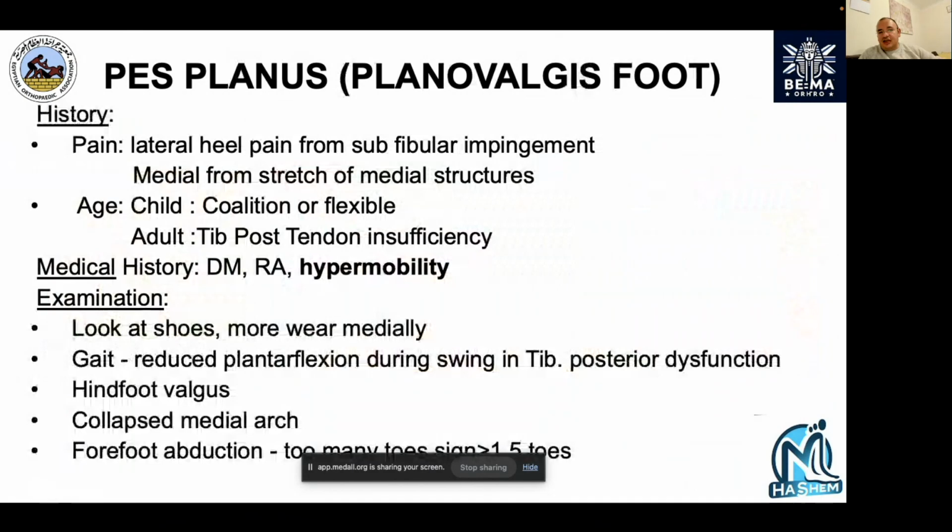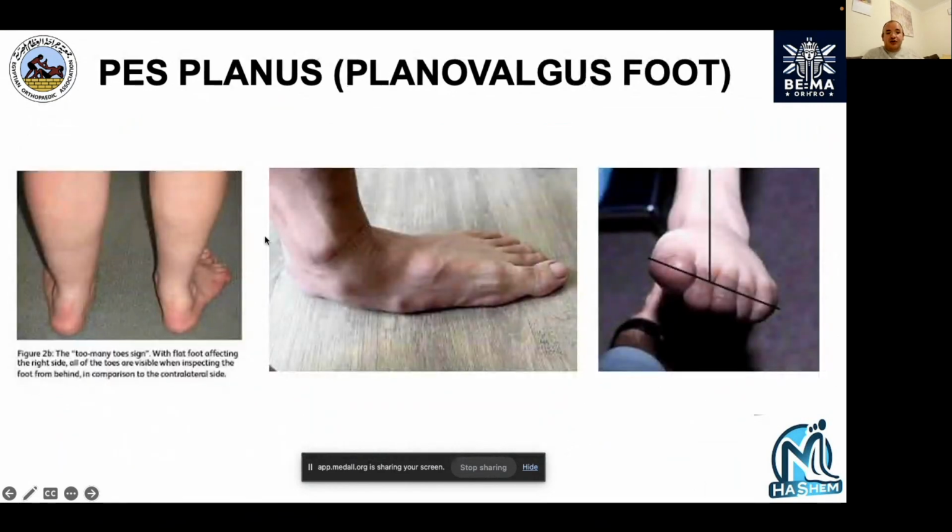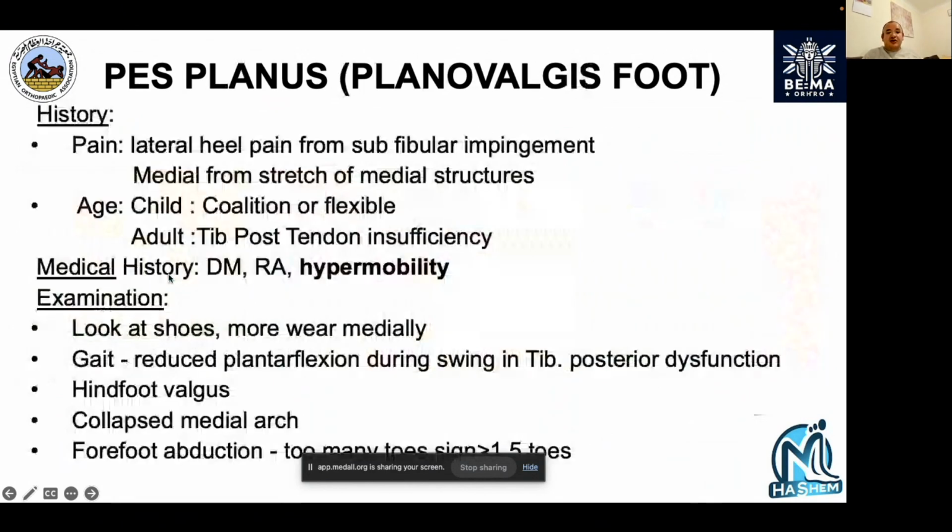So what you will find in the history in a flat foot patient, the patient will be coming to complain of lateral heel pain, and this is a very common complaint. To understand this, you have to look at this picture. As you can see, because the heel is in valgus, the patient will have some subfibular impingement here, and that's why the patient will be complaining of pain on the lateral side. If the patient complains of pain on the medial side, either this patient has a tarsal coalition medially, or it is because of the stretch of the medial structures, including the deltoid ligament. So the patient will be complaining of lateral heel pain because of subfibular impingement, or medial side pain because of stretch of medial structures.